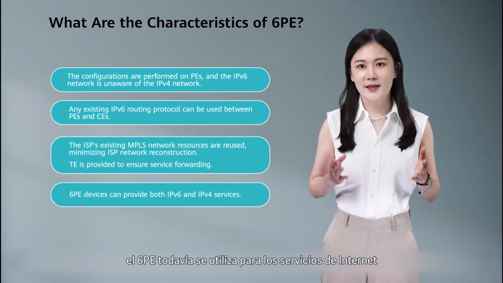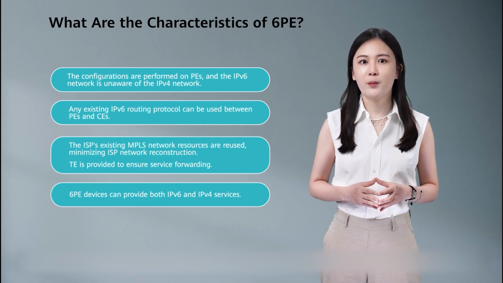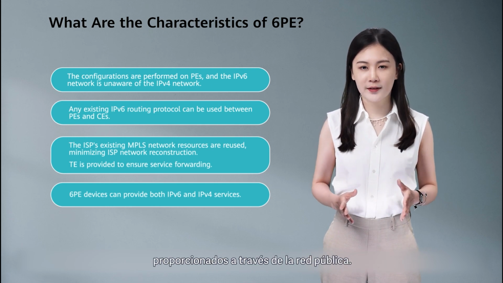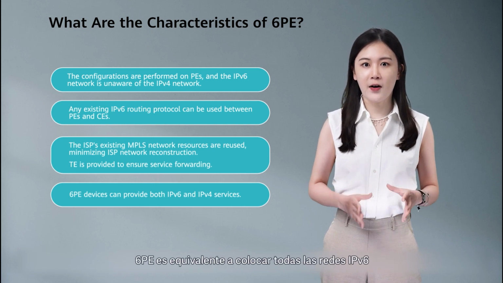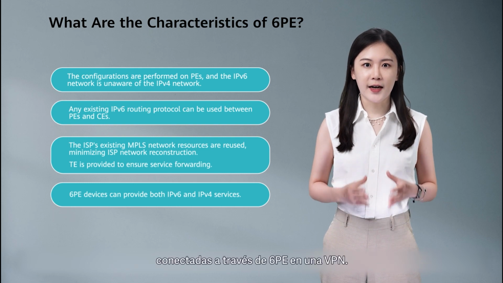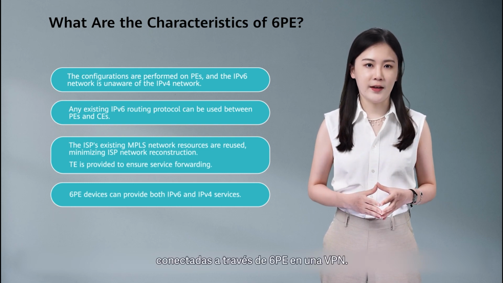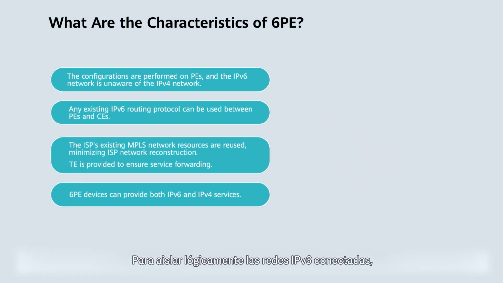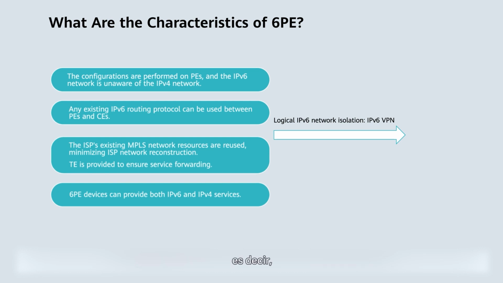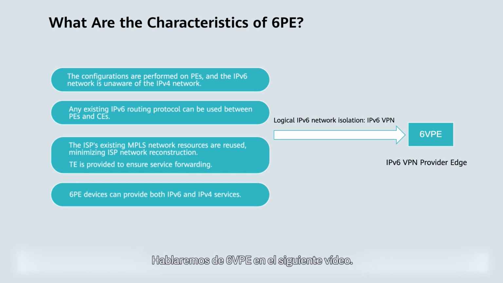Currently, 6PE is still used for Internet services provided over the public network. However, 6PE is equivalent to placing all IPv6 networks connected through 6PE in one VPN. It cannot provide logical isolation. To logically isolate the connected IPv6 networks, that is, to implement IPv6 VPN, 6VPE is introduced. We will talk about 6VPE in the next video.